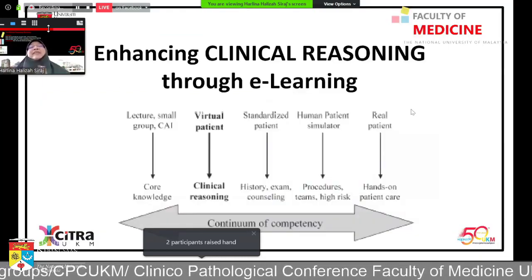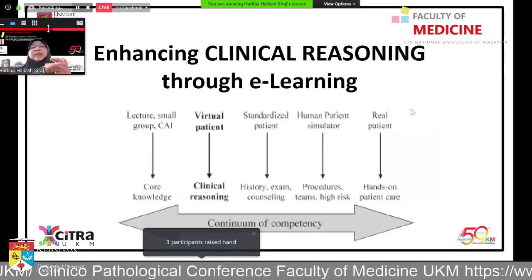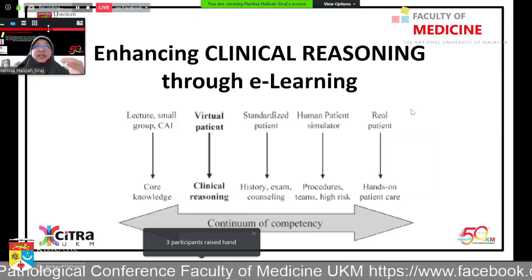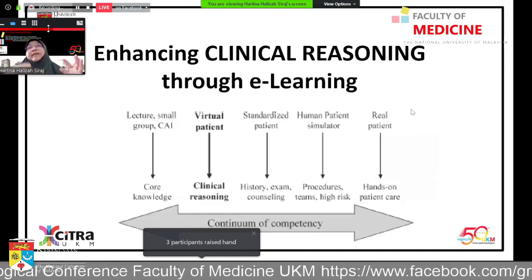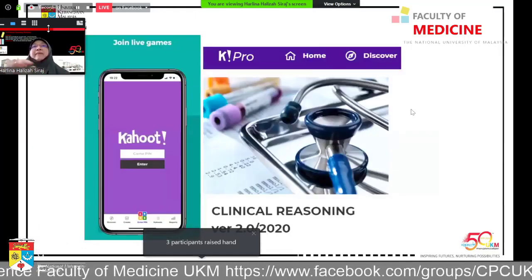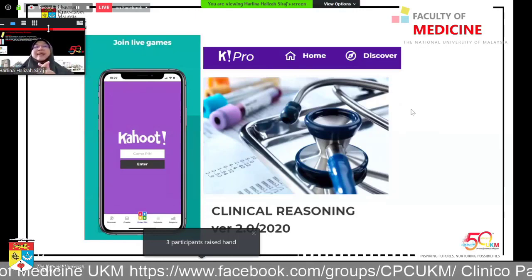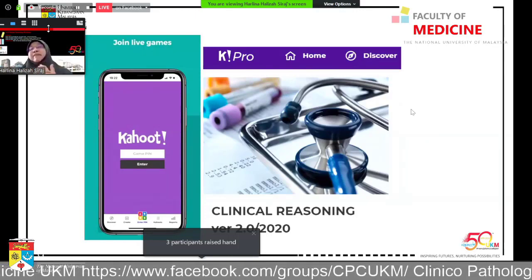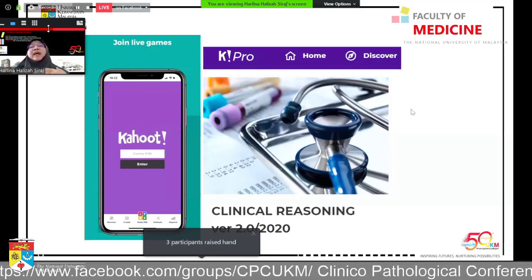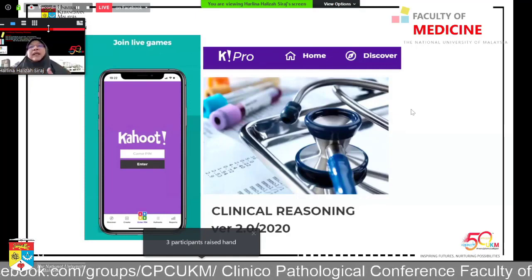Now, how do you do that? And how do we enhance clinical reasoning through e-learning? So this is the continuum of competency. My other two speakers are going to provide their input in different parts of competency. But basically, this is the easiest way that we can have Kahoot. More or less, it's a gamification. It is a quiz where you can test your student. And not only that, we can see who are the students that need help.